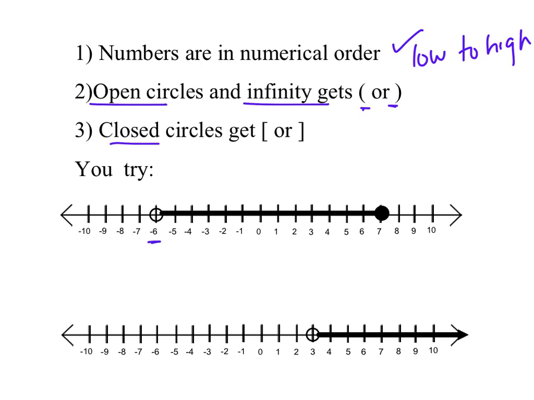So the way this one works is -6 is first, 7 is second. The -6 has an open circle, so it has an open parenthesis. And the 7 is a closed circle, so it's a square bracket. Okay? So they're always like one open and one close.